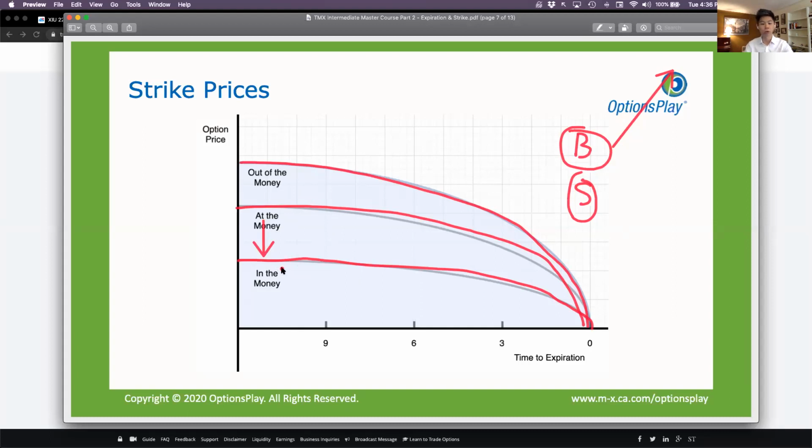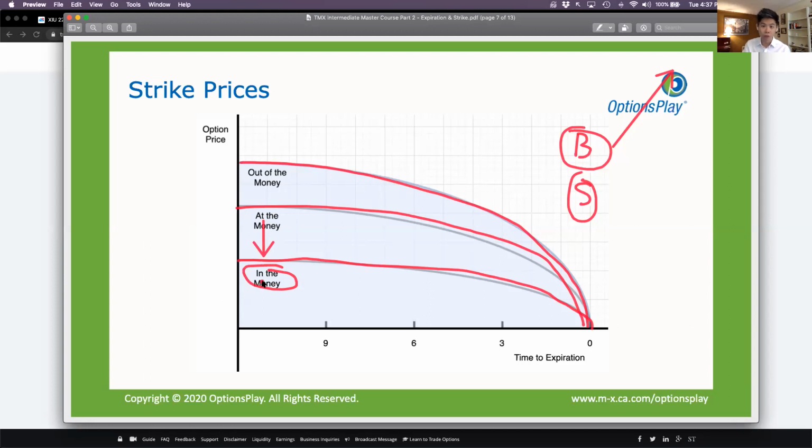In the money is correct, because whenever you're buying an option, you want that time decay to lessen. You want the smallest amount of time decay possible, so that when the trade goes in your favor, you have delta that works in your favor. You have other potential, maybe gamma, working in your favor, but time decay is the factor that's really working against you when you're buying an option. So the way to offset that is by buying an option that's in the money.